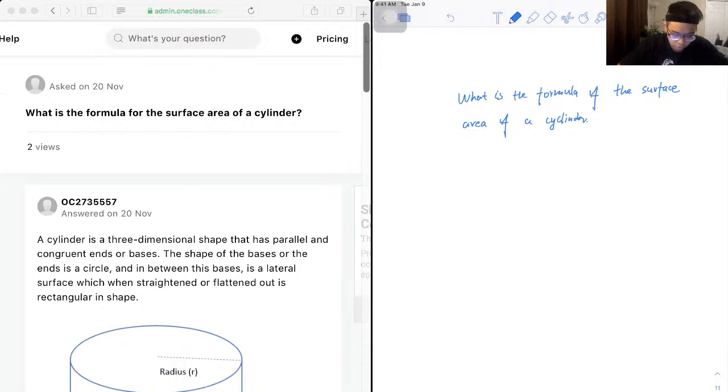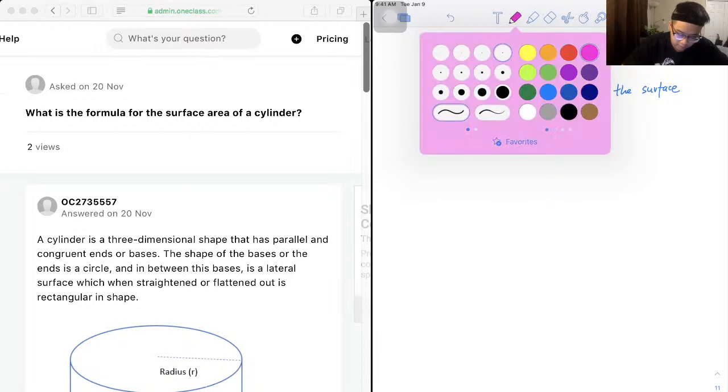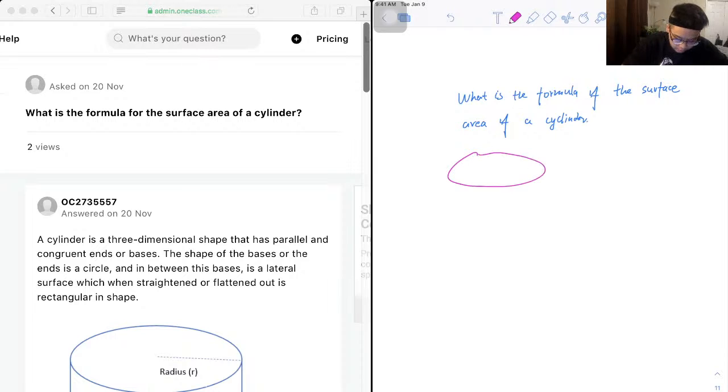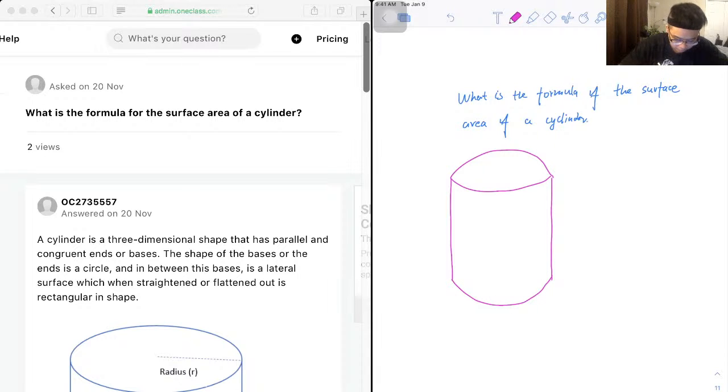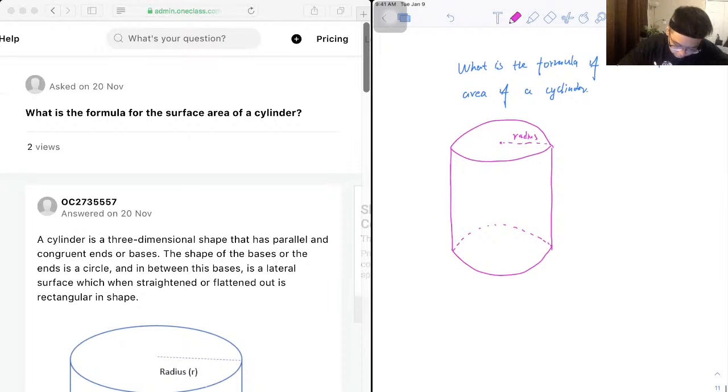So first, let's draw a cylinder out. It should look something like this. Yep. So that's what a cylinder looks like. And so this is the center, and that is a radius, and that's what we call the height.